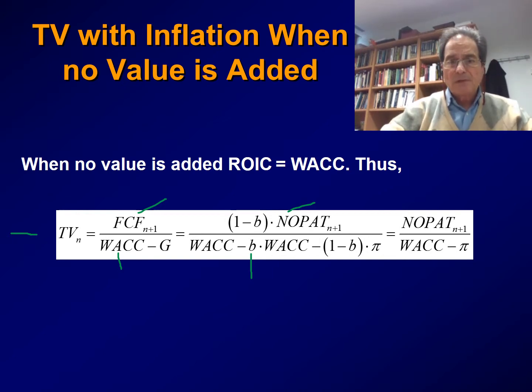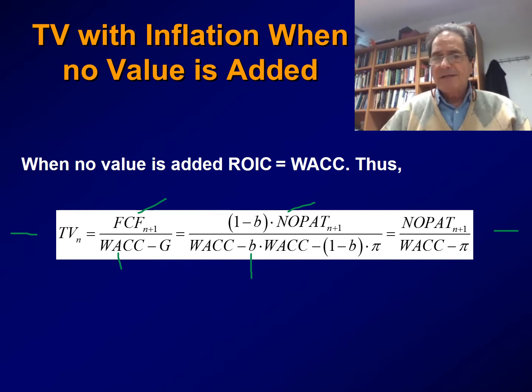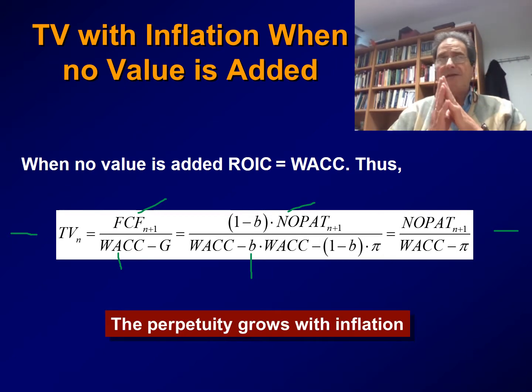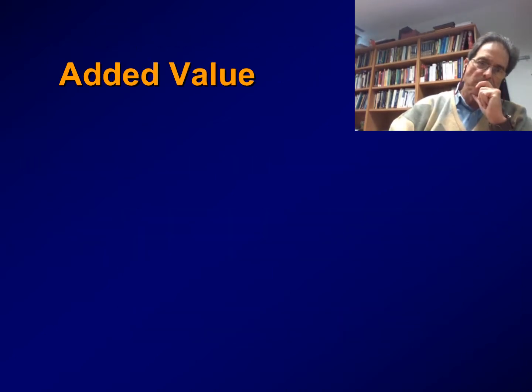When we do that, you obtain this expression here in the denominator and we elaborate a little bit the formula, we obtain this final expression, that the terminal value at time n is equal to NOPAT at time n plus 1 divided by WACC minus pi. So this means that when no value is added, meaning when ROIC is equal to WACC, the perpetuity will grow with inflation. Let's focus in more detail on this concept of added value.